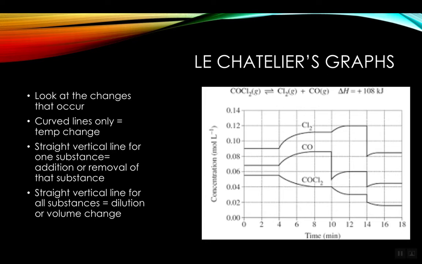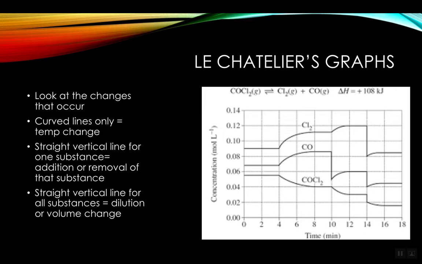Okay, so in this case we favoured a net forward reaction. It's an endothermic reaction, so it must have been a temperature increase. It gets back to equilibrium at about 8 minutes, and then at 10 minutes, now look at the CO line. That's got a straight line down. Anytime you see a straight line up or down for just one substance, that tells you definitively that you have added or removed that substance.